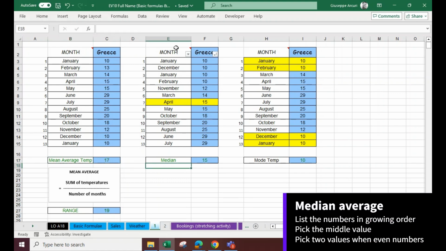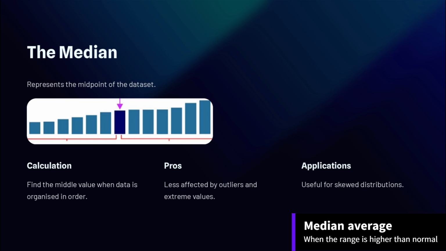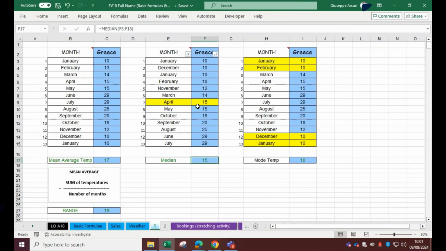On the other hand, the median is the middle value in a data set when the numbers are listed in order. We should use the median average when the range is higher than normal due to some anomalies, extreme values that could deceive the mean. If there's an even number of data points, the median is the mean average of the two middle values. In the example, the median temperature is 15, which gives us a realistic representation of the average temperature in Greece during the year.